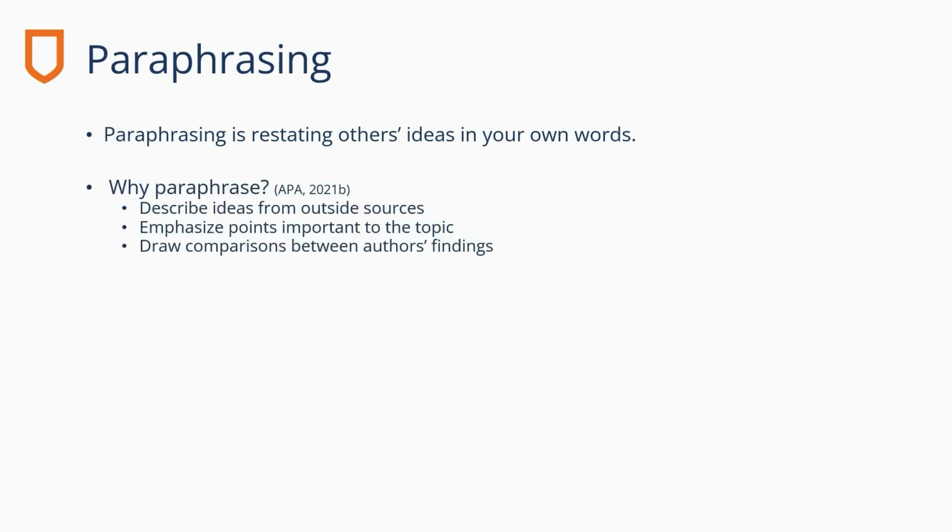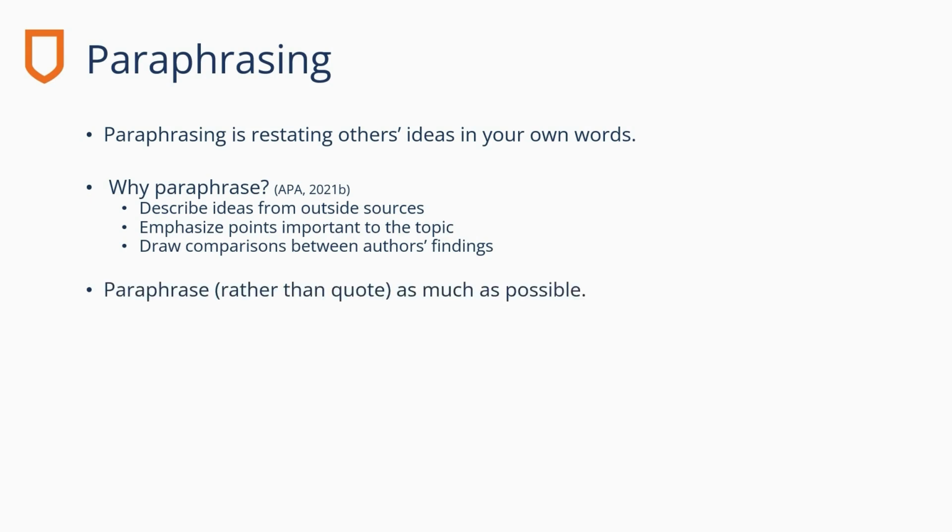You'll be doing a lot of paraphrasing in your APA style papers. Paraphrasing means restating others' ideas in your own words. It's the way that you can incorporate ideas from sources or research, which is a key part of academic writing. Reasons you might paraphrase include describing ideas, maybe concepts or theories from other authors, emphasizing points important to your topic, like by adding evidence from studies, and drawing comparisons between authors' findings, so stating each author's finding and then discussing the similarities or differences. This last one would be very common in a literature review, for example.